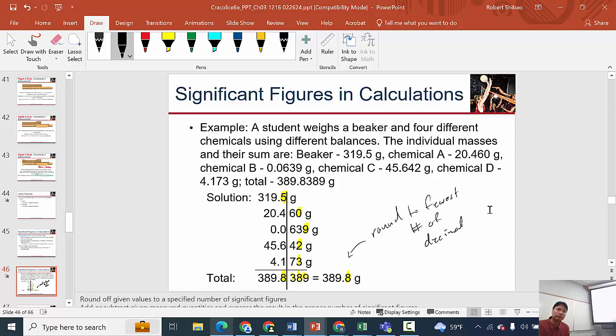decimal places. And so here we have what we call one decimal place after the decimal point, and so we need to round it there. This is for addition and subtraction.